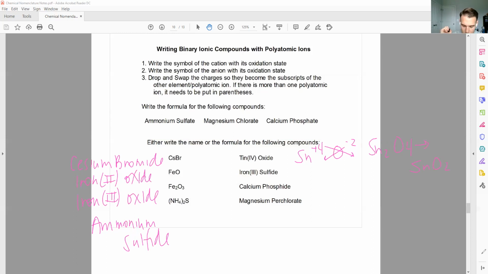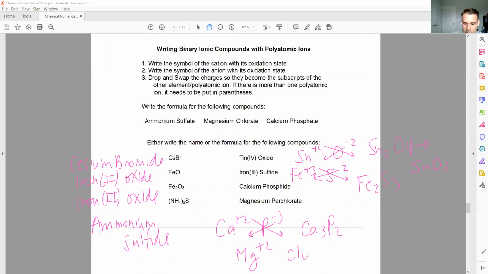Don't forget to reduce. Fe plus 3, sulfur minus 2. Calcium, I'm going to have to write it down here. Calcium plus 2, phosphide, P minus 3, Ca3P2. And then finally, magnesium perchlorate, ClO4 minus 1, swap them: Mg, parentheses, ClO4, 2.